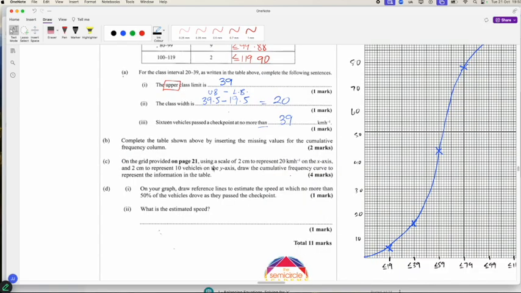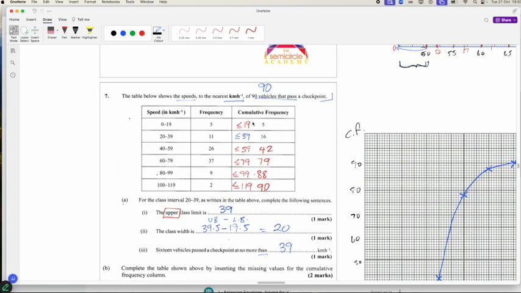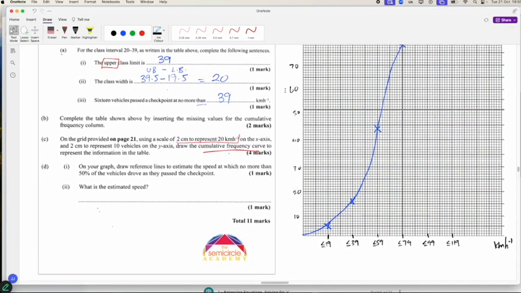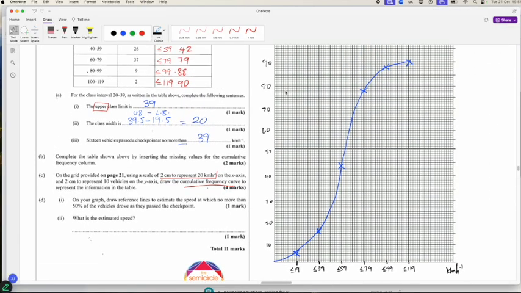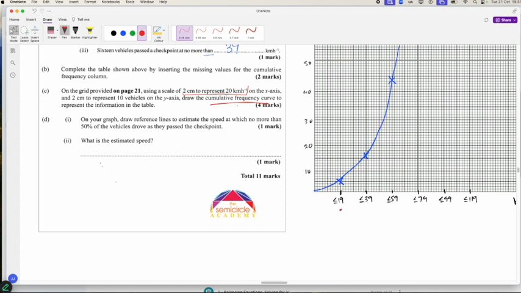On the grid, we have to draw a cumulative frequency curve. Use 2 centimeters to represent 20 kilometers per hour. So you notice how we start with less than 19. 2 centimeters represent 20 kilometers per hour. This time, Deja, I did what you did in the last question, where I started from 19 and I went 2 centimeters is 20 kilometers an hour.